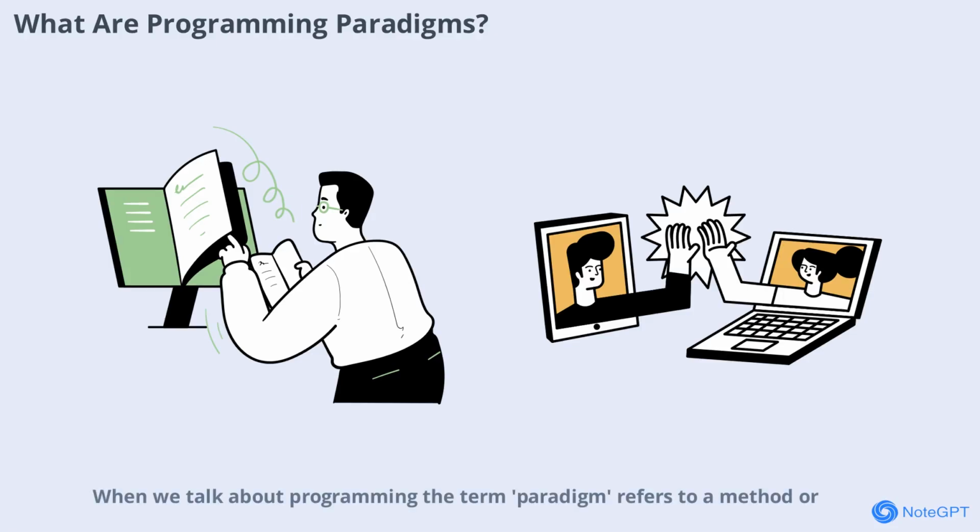When we talk about programming, the term paradigm refers to a method or approach for solving problems using a programming language. Think of paradigms as strategies or methodologies that guide how we write and organize code. Python, being a versatile language, supports multiple paradigms, allowing developers to choose the best approach for their specific needs.